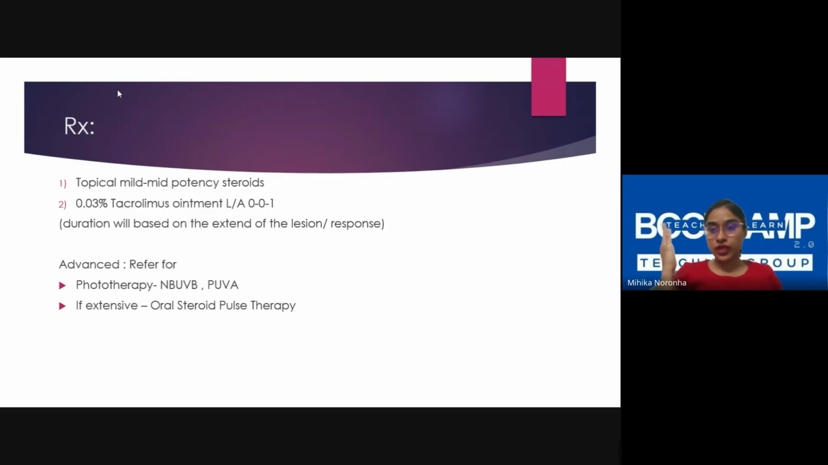On the face, do not use higher potencies. On the face, we use only desonide or fluticasone. Don't use the higher potency steroids over the face. Similarly, instead of tacrolimus on the face, we prefer to give pimecrolimus. Okay? Go ahead, Namita.